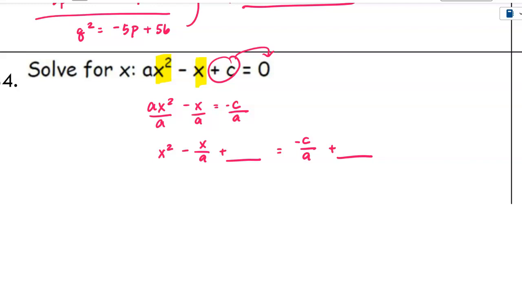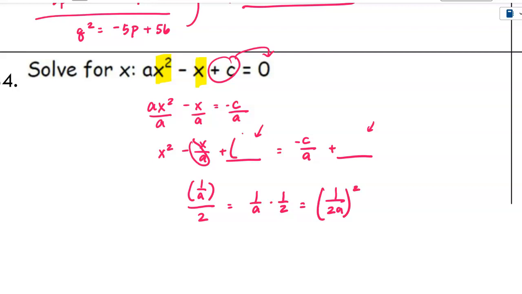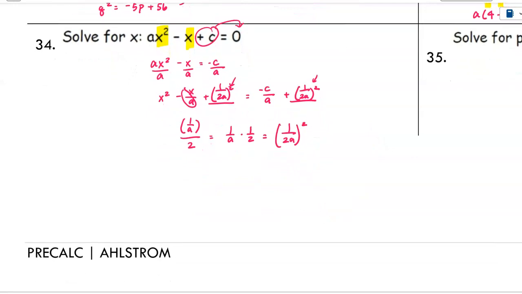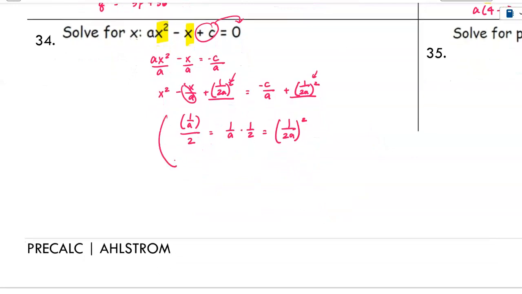So in order to complete the square, we have to find this special number. And the special number is found by using this 1 over a. We take 1 over a, divide it by 2, which is the same thing as multiplying it by 1/2. So 1 over 2a, and then squaring it, because it turns it into a perfect square trinomial. So 1 over 2a squared and 1 over 2a squared.